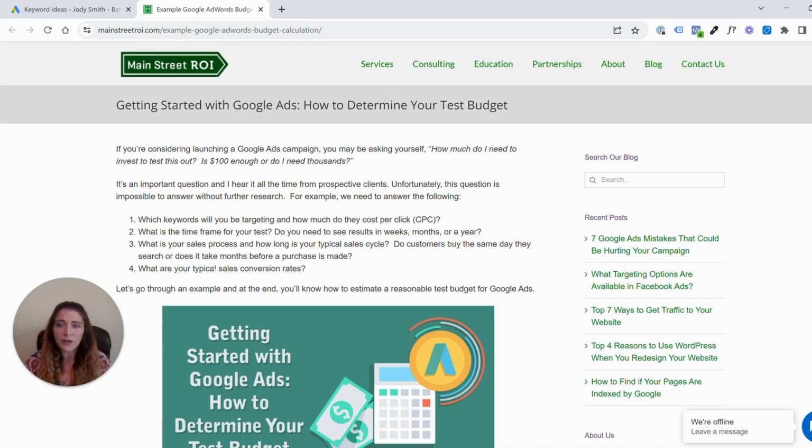So if you know what your typical conversion rates are, then that would be a good place to start with your calculations. Do customers buy a product or service of yours in the same day? Do they have to come back? And is it like a personal sales process where there's a lot of follow-up involved? So all of those things come into play, and you have to consider all of that when you're doing your calculation.